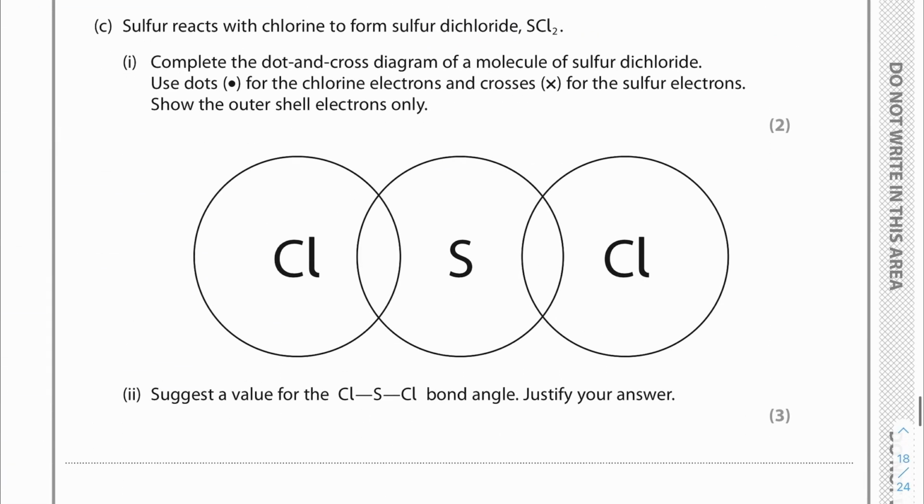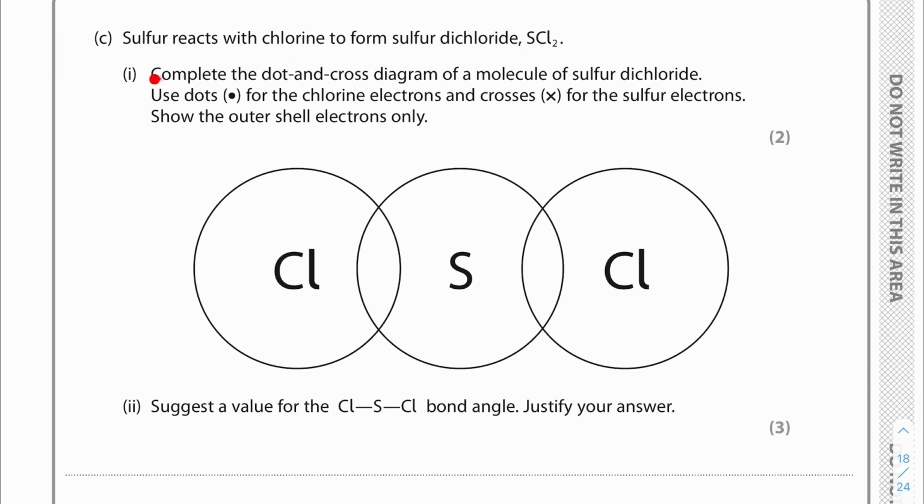So let's move on to part C(i). Sulfur reacts with chlorine to form sulfur dichloride. Complete the dot and cross diagram of a molecule of sulfur dichloride. Use dots for chlorine and crosses for sulfur. Show the outer electrons only. This is very straightforward. We know that chlorine has 7 electrons, so that's pretty straightforward. Let me put this more to the top here. There we go. Same thing here. And let's do the other one in pink.